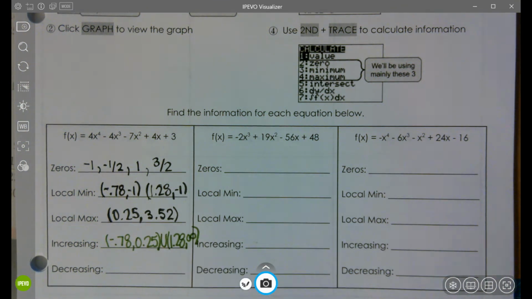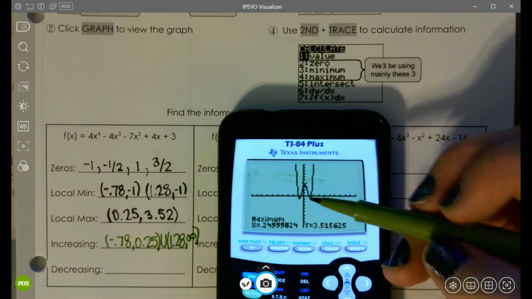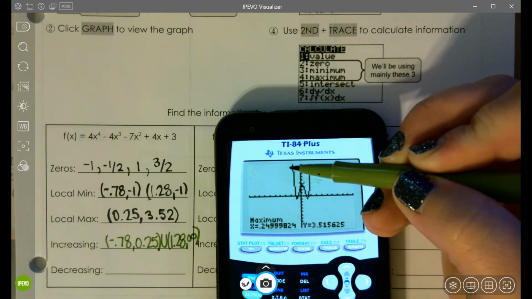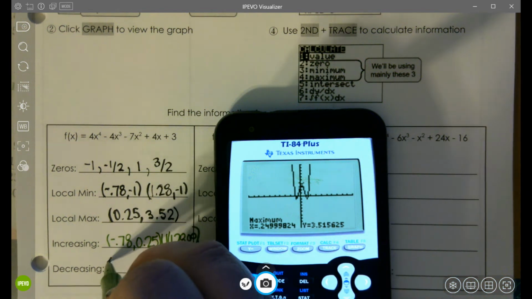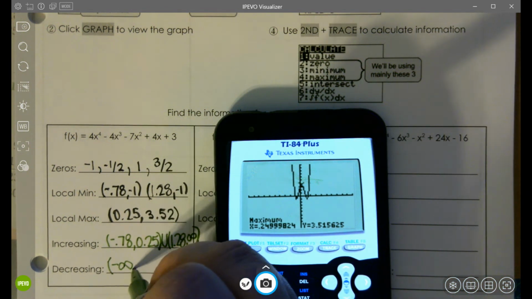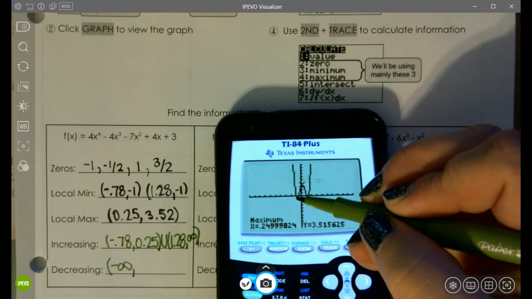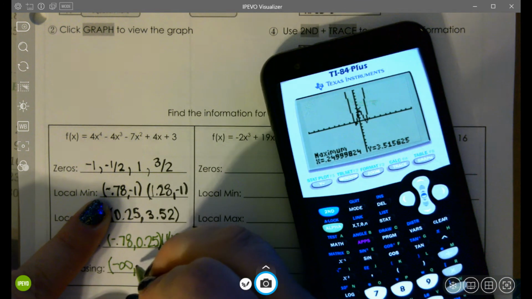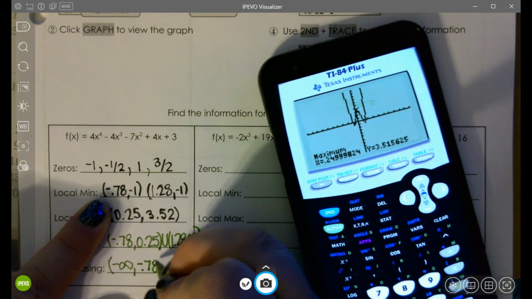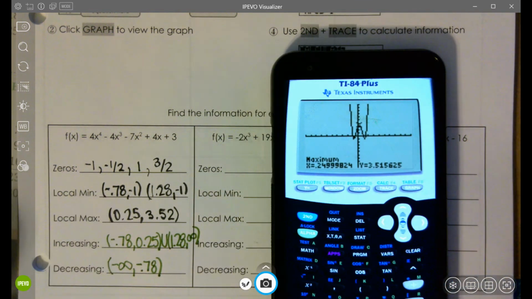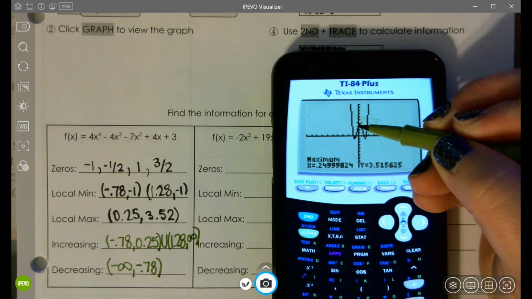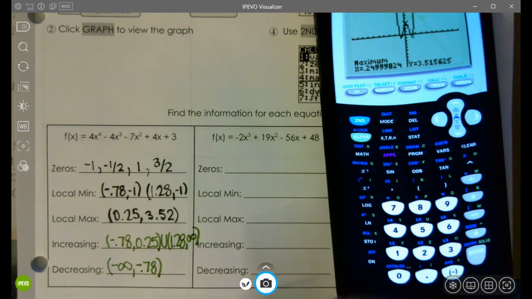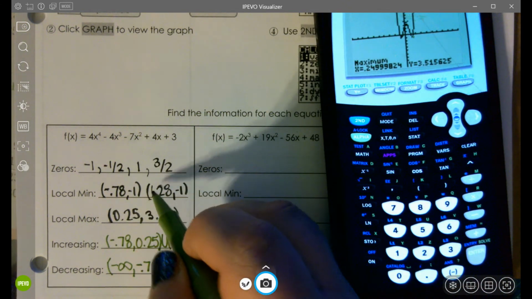The decreasing parts are like the opposites. So this first part right here on the left, this is negative infinity because the left side is negative infinity for x's. And then it stops right here at the first minimum, which was negative 0.78. And then it goes down again in between the maximum and the second minimum, which is going to be this number and this number.